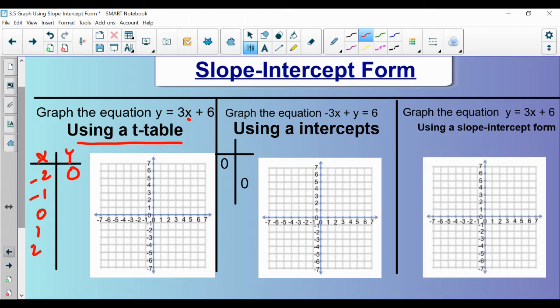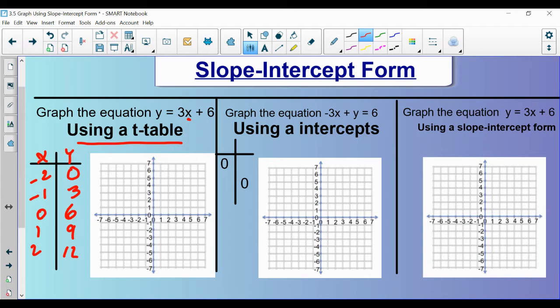I'm going to do this for all 5 of these points. When I plug -1 in for x, 3 times -1 is -3, and -3 plus 6 is 3. When I plug in 0, this is the easy one. Plugging in 0, 3 times 0 is just 0, so plus 6 gives me 6. I could plug in 1, 3 times 1 is 3, plus 6 is 9, and I'll do 2 lastly, and I would get 12.